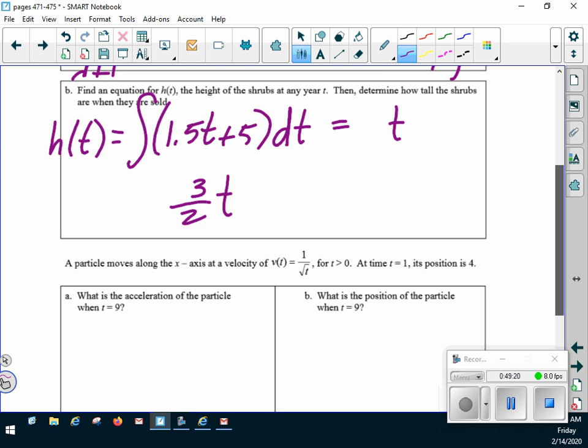T to the second. 3/2 divided by 2 is the same as 3/2 times 1/2. 3/4. Yeah. 3/4 t squared plus 5t plus c.